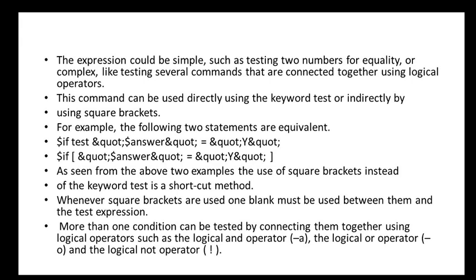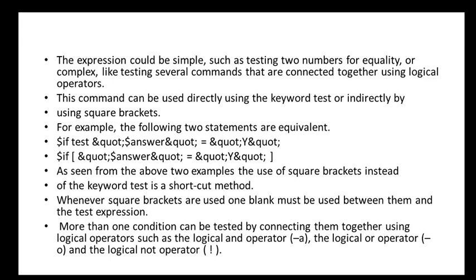Consider this: if test, the answer code equals this. This is the same as this statement, where instead of test we are using square brackets. As seen in the above two examples, the use of square brackets instead of the keyword test is a shortcut method. Whenever square brackets are used, one blank must be used between them and the test expression.